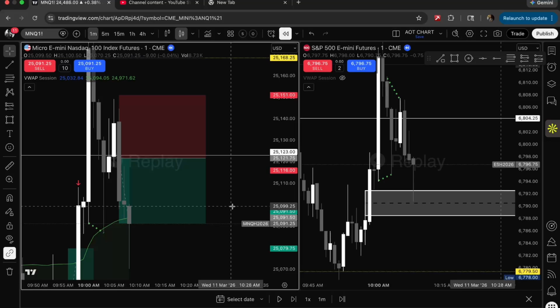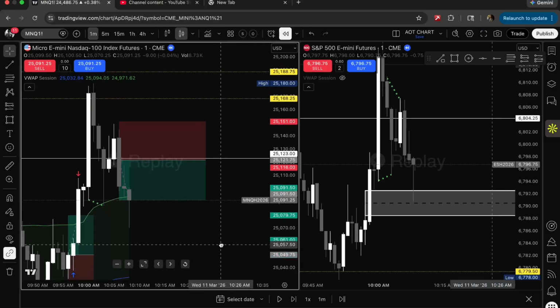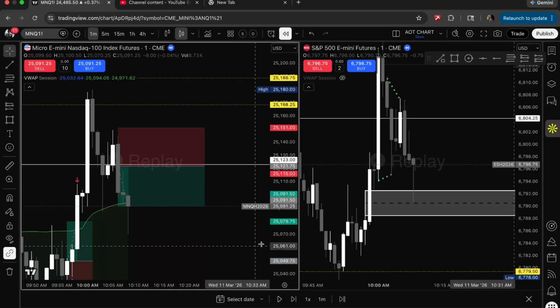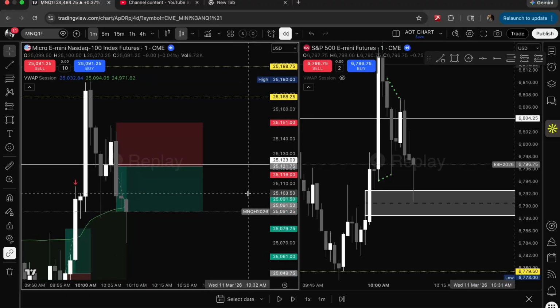You wouldn't have been scared to hop in the short, even though it put in the bullish SMT, in live market? I ain't gonna lie, last week I was being scared, so I don't know. I probably would have been scared.